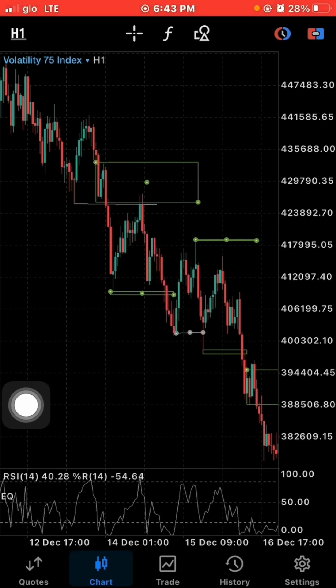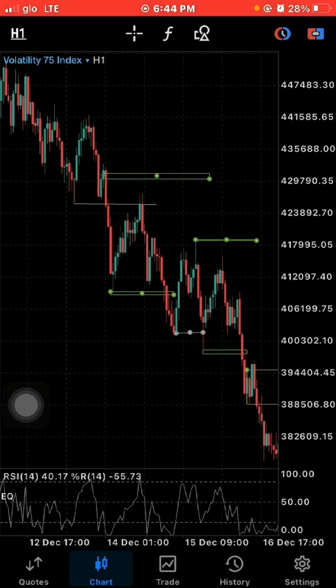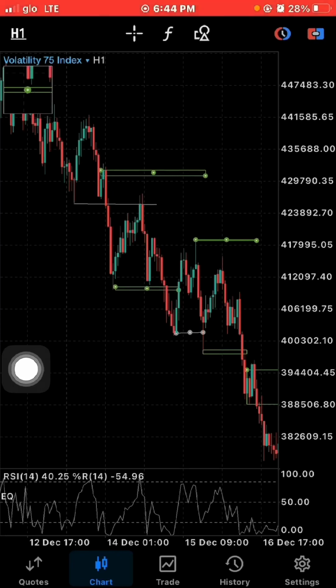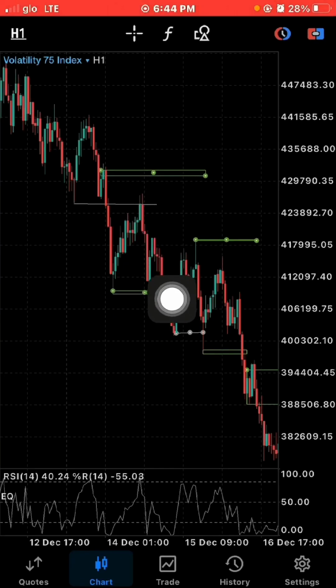So as soon as price comes to this zone and breaks this particular zone, as soon as price takes out this low, you take your profit. You don't care about the remaining move that happened below this low. This particular move here is not your concern. You don't care about this move.